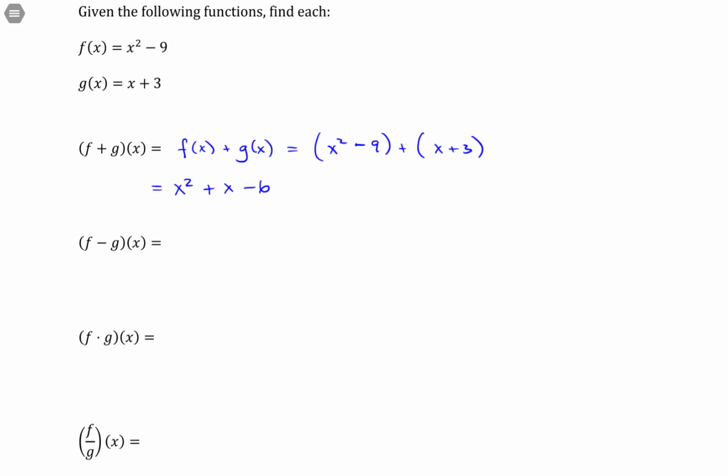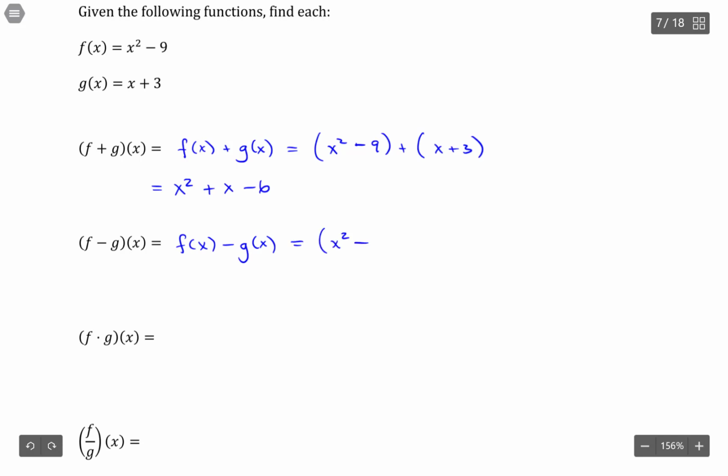f minus g of x tells me to take the function f and subtract from it the function g. So we take the x squared minus 9. This time we subtract x plus 3. So the only thing we have to pay attention to that's different here is when we have a multiplier outside of parentheses that's different from positive 1. We can't just ignore the parentheses. We have to use the distributive property to get rid of those parentheses.